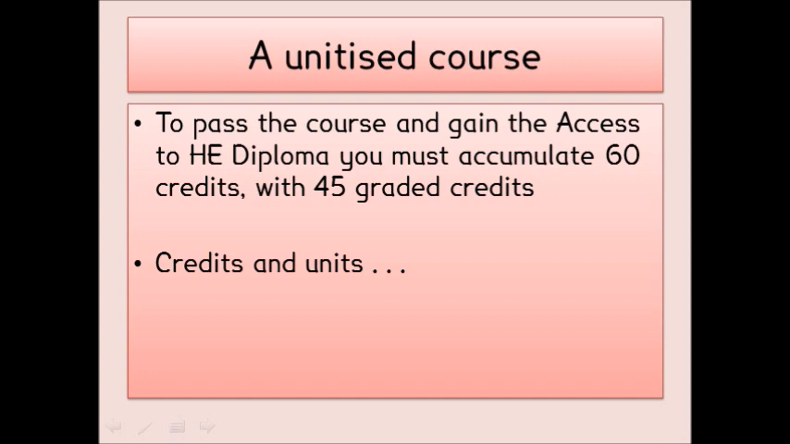Now, Access courses are unitized courses. Each subject is broken down into one or more units of study, and each unit of study, once completed, will gain you a certain number of credits. In most cases, it's going to be 3 credits. The exception is your research project. In total, you'll need to complete 60 credits to pass the course, and 45 of those are going to be graded pass, merit or distinction. They're the ones which the universities are probably going to be the most interested in, because it gives a measure of your abilities.